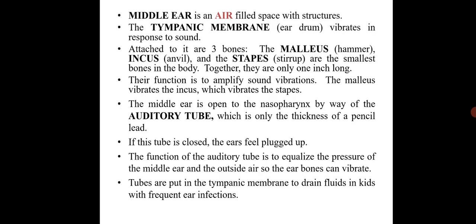And again, one thing I forgot to mention about the auditory canal or the tube is that the major function of the auditory tube is to equalize the pressure of the middle ear and the outside ear so the ear bones can vibrate, right. So it equalizes the pressure between the middle ear and the outside of the ear, that is the atmosphere.